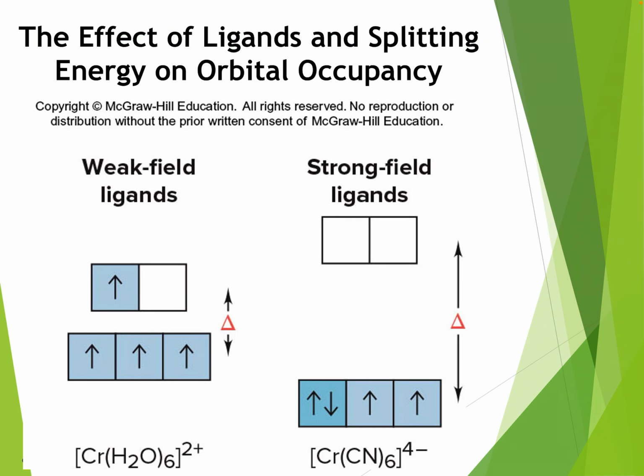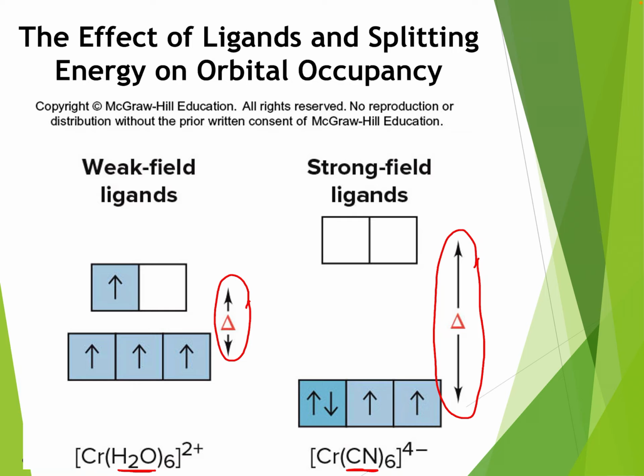Okay, so this is just kind of what it looks like. If we have a weak field ligand, again, we're going to have a really small value of delta. That's like water here. Water is a weak field ligand. And if we have a strong field ligand, then we're going to have a very large value of delta. That would be something like cyanide here. That's very strong, a strong field ligand.